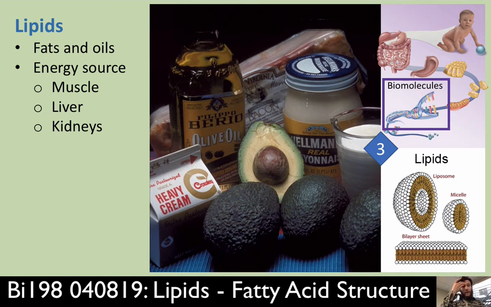All right, so lipids, the general category of fats and oils. That kind of molecule is called lipids. And lipids have a number of functions. However, they are primarily a form of energy storage and energy supply for muscle, liver, and importantly, the kidneys.